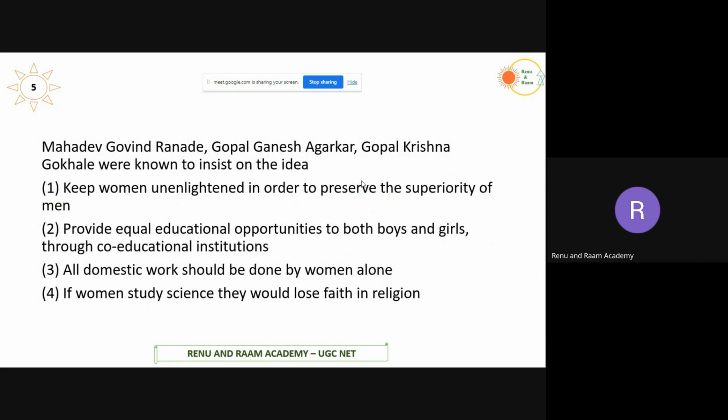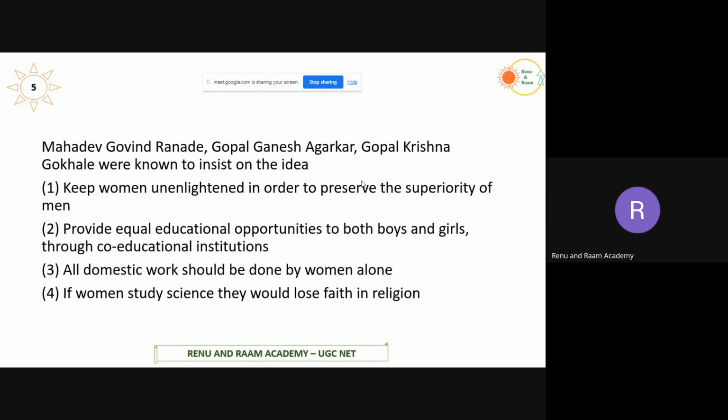Moving on to the next question. We have three persons here: Mahadev Govinda Ranade, Gopala Ganesh Agarkar, and Gopala Krishna Gokhale. So what is the idea on education system? Women's education especially, that was the question here.